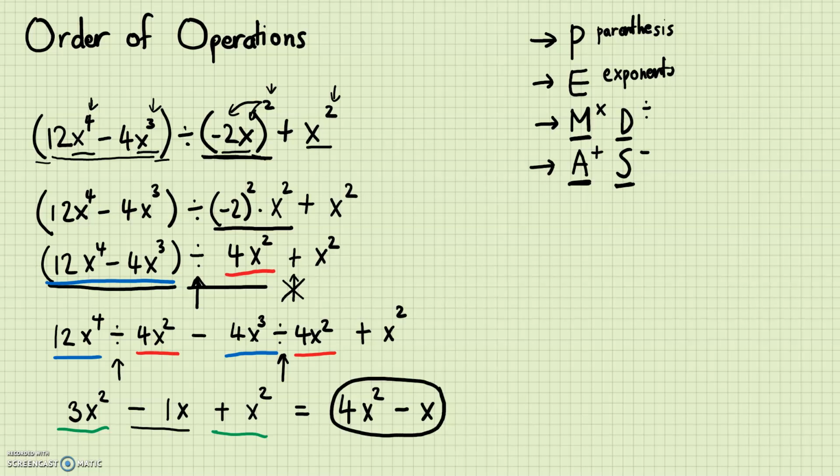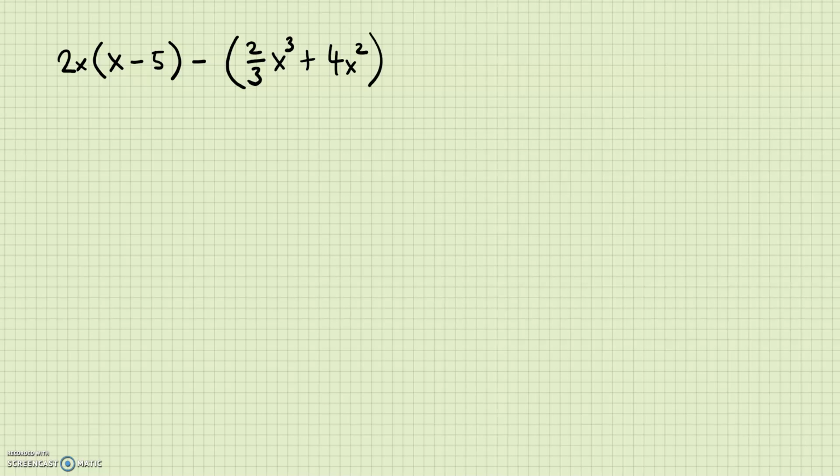So let's try one other problem. This is going to be a long problem, but if you look at it piece by piece, it's not going to be that hard. So we have 2x times x minus 5 minus 2/3 x cubed plus 4x squared and divided by negative 1/3 x.